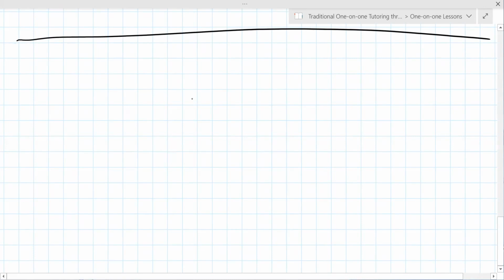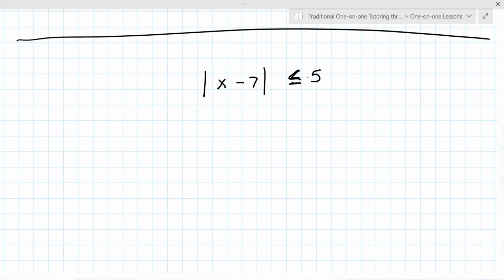Okay, let me have you try a problem here. Let's go: absolute value x minus 7 less than or equal to 5. I'd like you to try that. And if you could send over a picture when you're done, that would be appreciated. That way I can see your work.